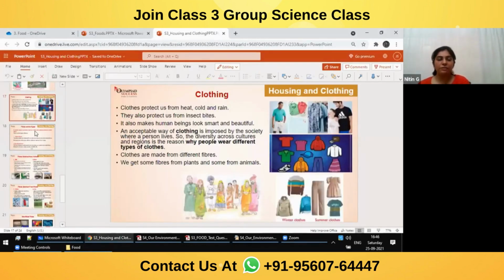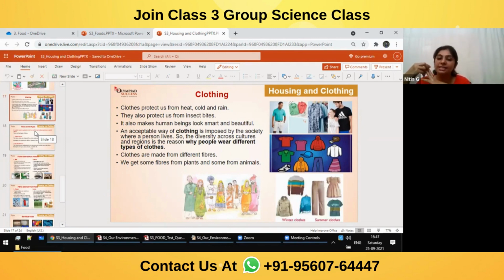So fibers are of two types, natural fibers and synthetic or man-made fibers. Natural fibers again are of two types: plant fibers and animal fibers. Fibers obtained from plants are known as plant fibers. Fibers obtained from animals are known as animal fibers. For example, plant fibers can be cotton, jute. Animal fibers are like silk and wool. Silk is obtained from silkworm, wool is obtained from sheep.